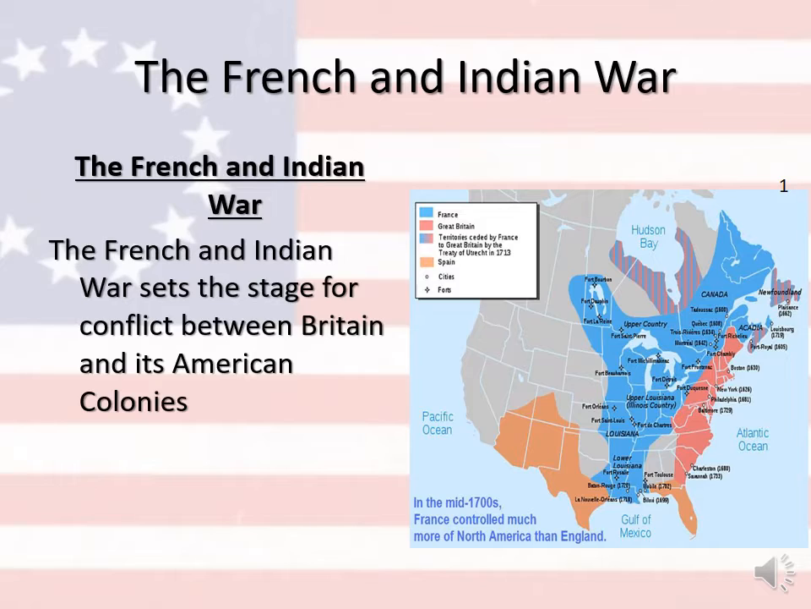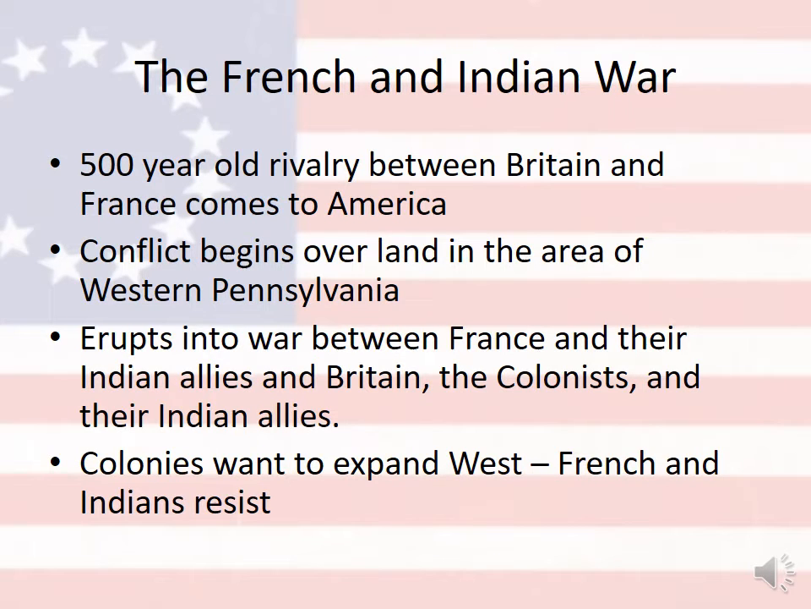Okay, so it originated in Europe. If you study European history, it is called the 7 Years' War. Even that name is a little misleading because it actually lasted 9 years. So, talking about this rivalry between Britain and France, it's basically a 500-year-old rivalry where Britain and France have been at odds with each other for obviously a very long time.